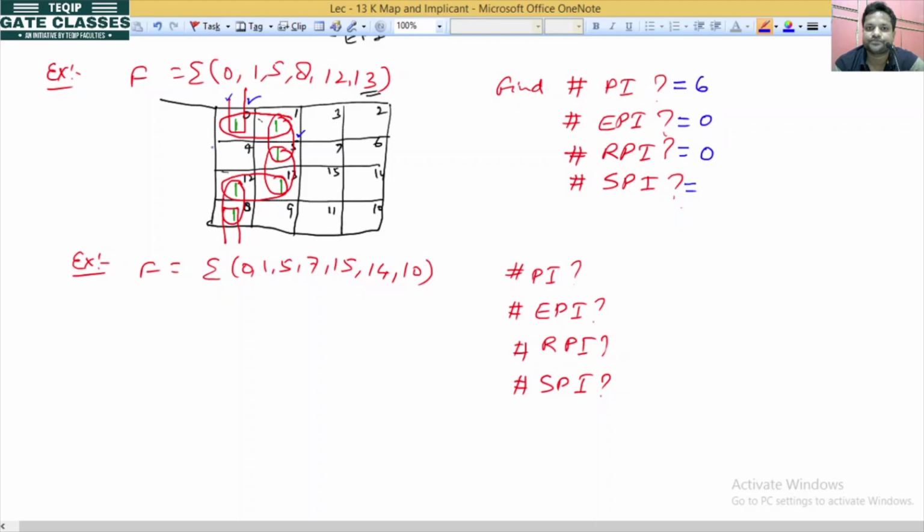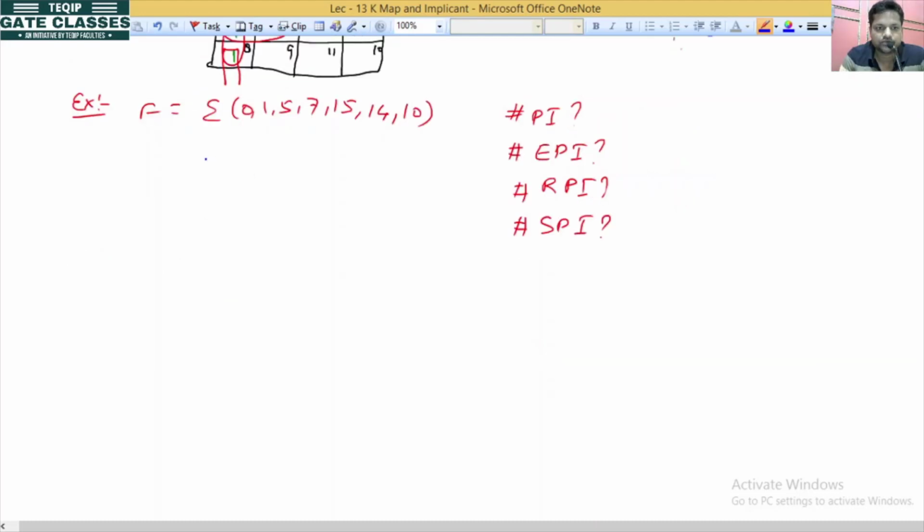Okay? And what is SPI? All the PI that is neither EPI nor RPI is called SPI. So it will be 6 because there is no EPI and no RPI. So all the PIs are SPI only. Okay.